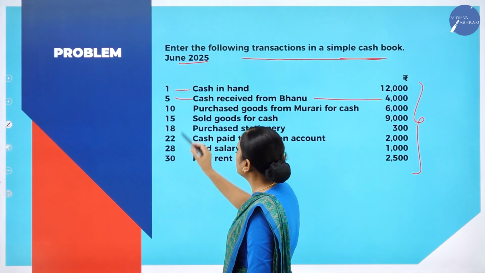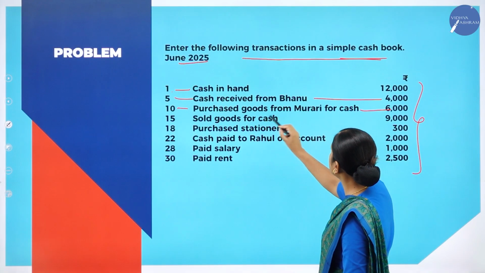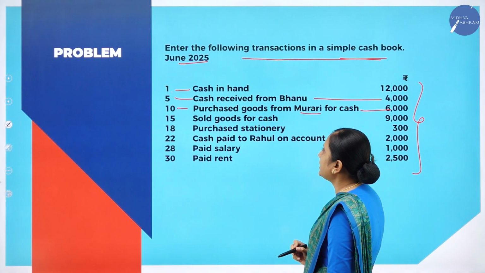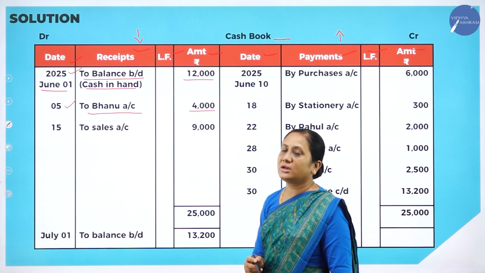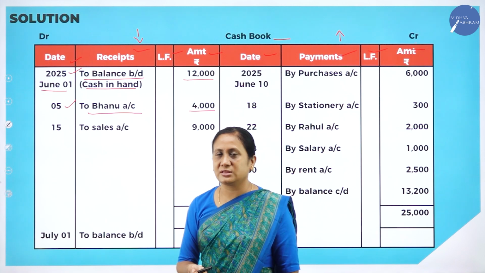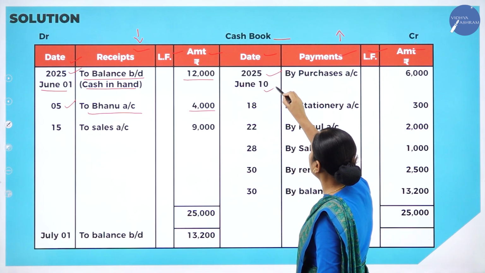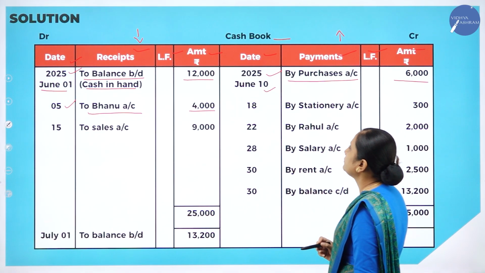4,000. Next, 10th, purchased goods from Murari for cash 6,000. Purchased goods. When we are purchasing goods, what is happening to the cash? There is an outflow of cash. That is why we will enter it on the credit side. 2025 June 10, by purchases account 6,000.